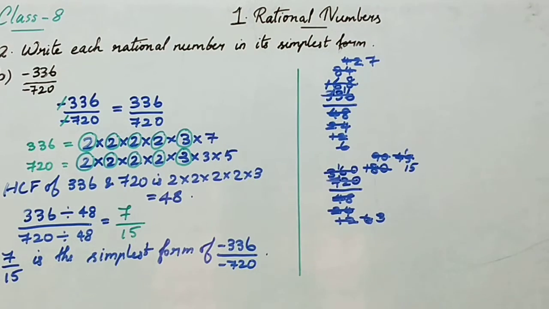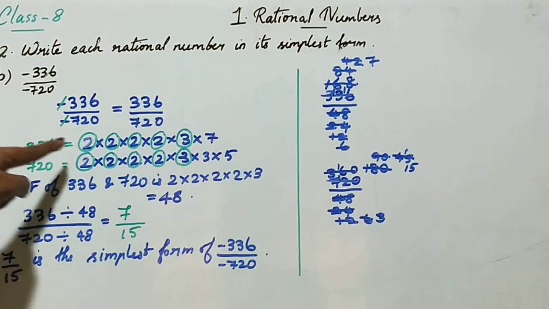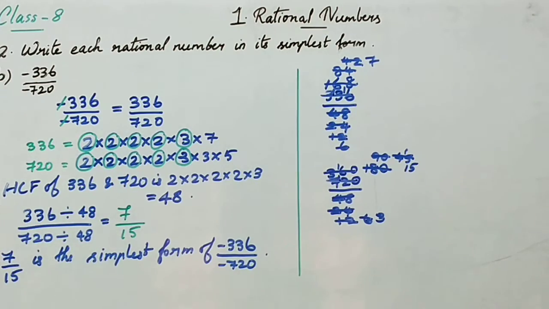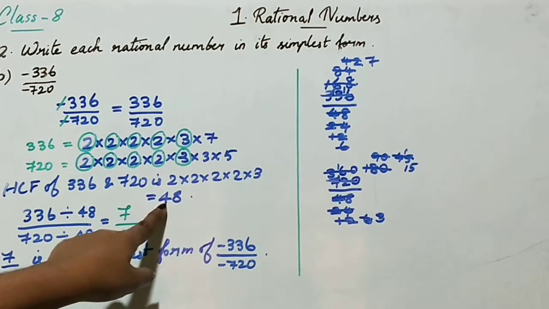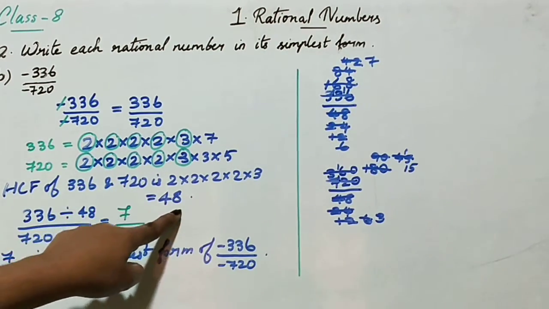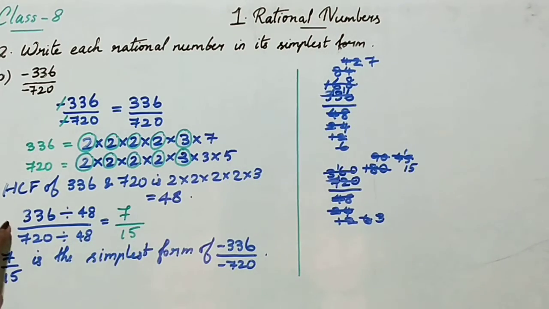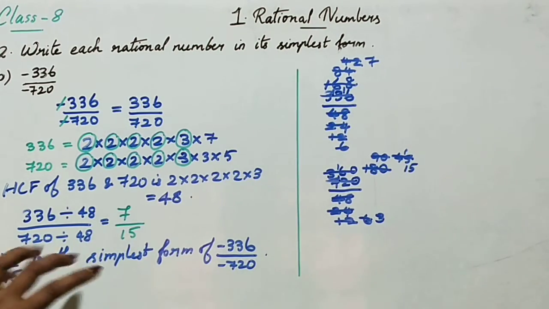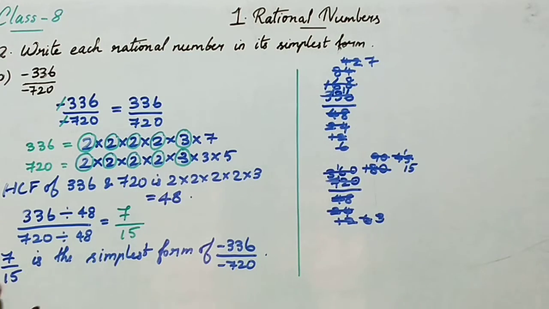Okay. So first thing is find the prime factors for 336 and 720. Circle the common factors, which is the HCF. Okay. Multiply that, you will get the HCF value. Then that HCF you have to divide with the numerator and with the denominator. Okay. So the final answer will be 7 by 15, which is the simplest form of minus 336 and minus 720.